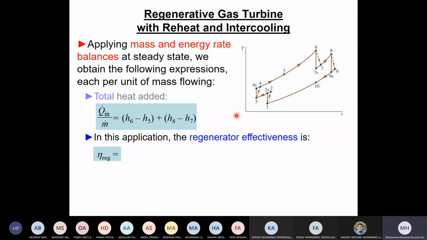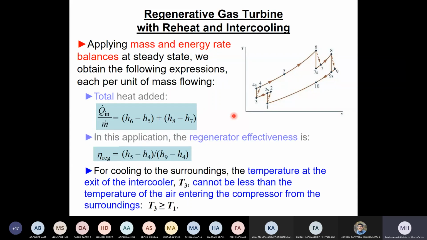Then, of course, we have eta regenerator. So now H5 minus H4 is the actual increase in the regenerator, divided here by, in this case, the exit from the turbine, which is the one used to heat that. So now the maximum I can reach is H9. So this will be over H9 minus H4. This will give us the regeneration efficiency.